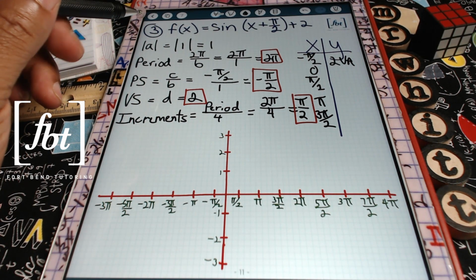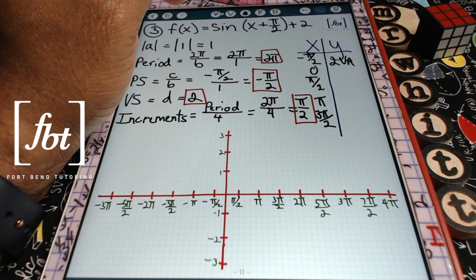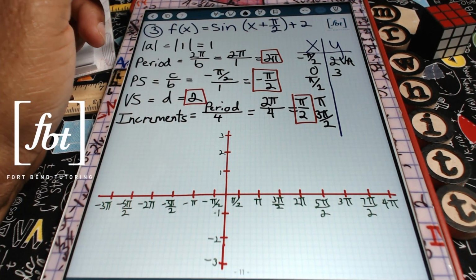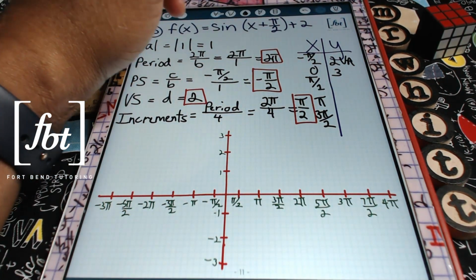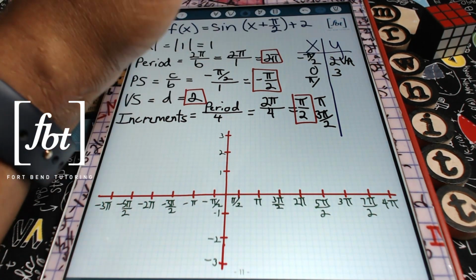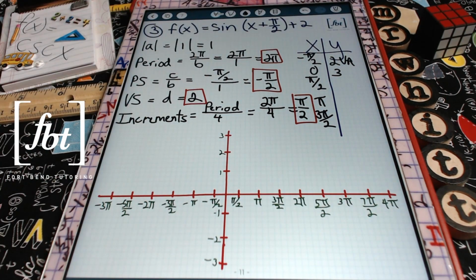Then plugging in 0, 0 plus pi over 2 gives me pi over 2, and sine at pi over 2 is 1, and then 1 plus 2 is 3. Plugging in pi over 2 here. This is a 2, not a 1, by the way. And let's go ahead and fix that 2. That's a better 2. Thank you.